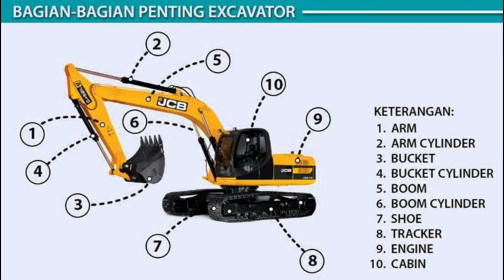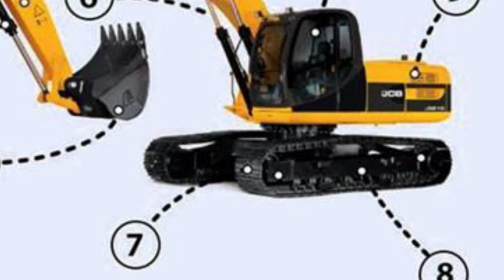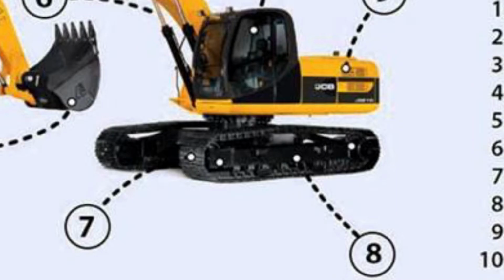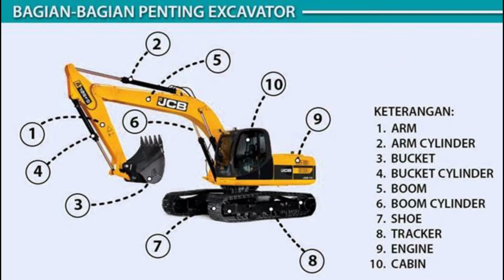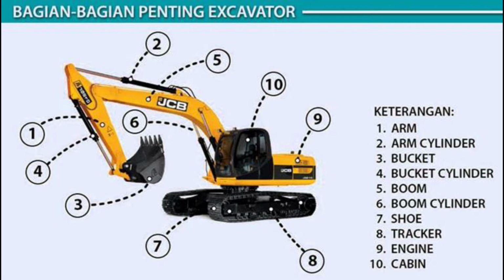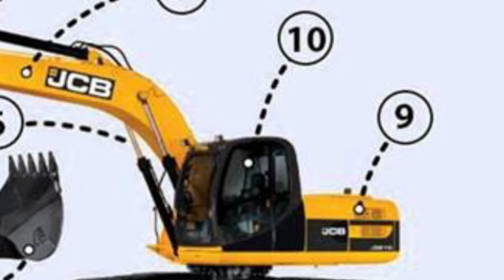Number 7. Shoe. A cane that is attached directly to the ground. Number 8. Tracker, wheel for the excavator. Number 9. Engine, the excavator drive machine. Number 10. Cab, where the operator controls the excavator.